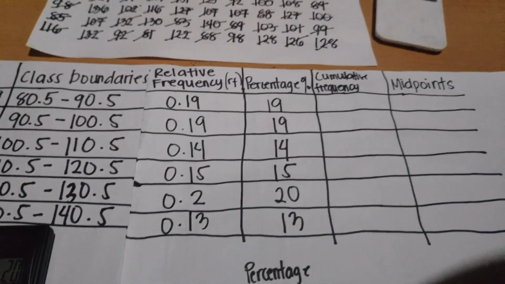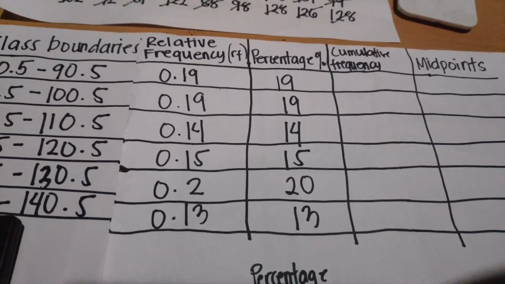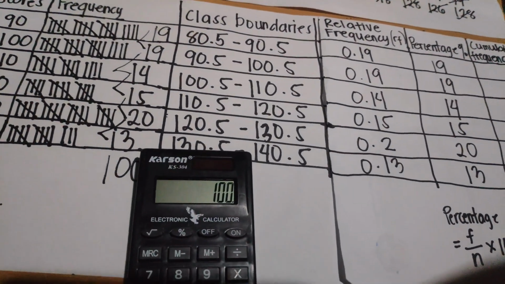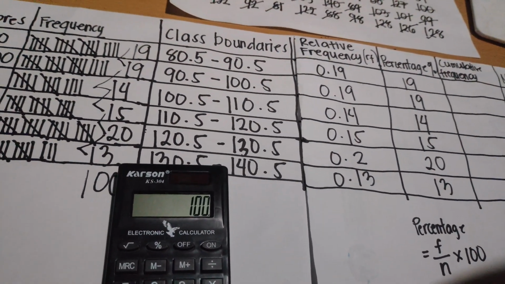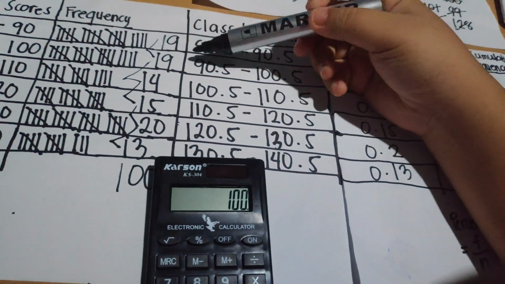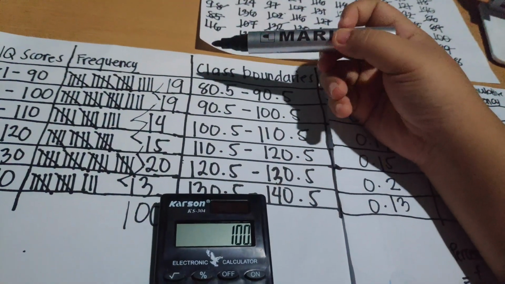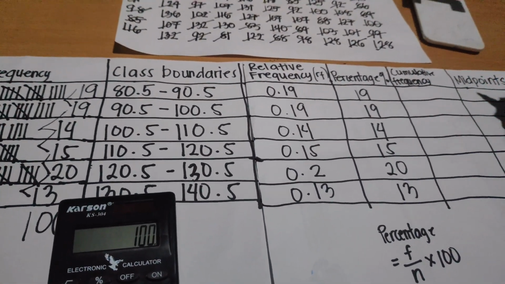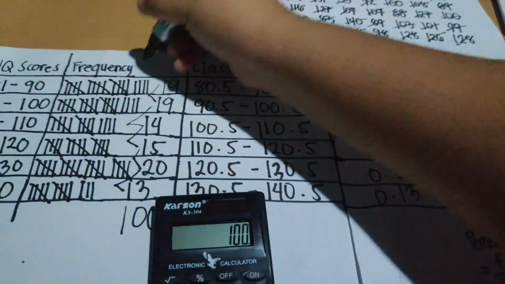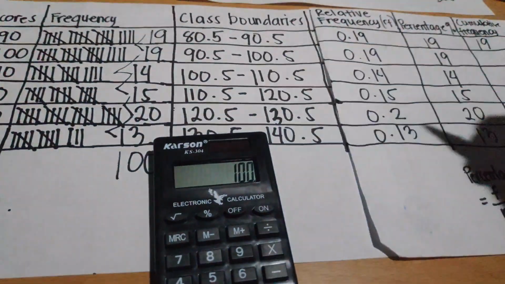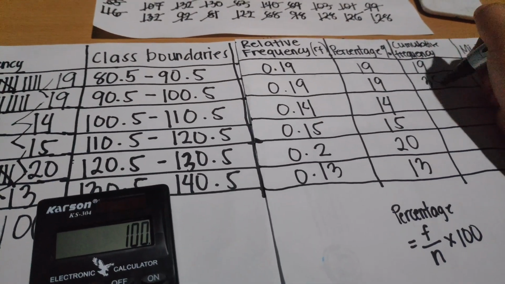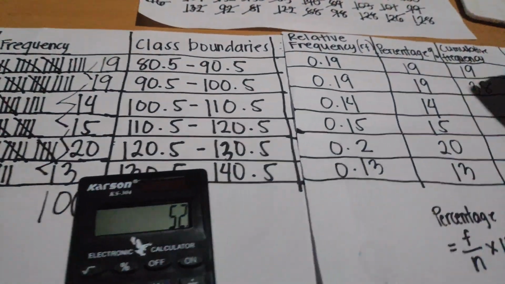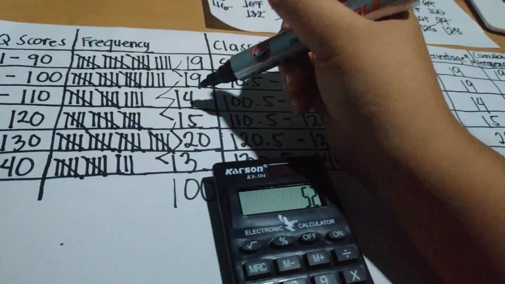Now, let's proceed to cumulative frequency, which is very easy. Okay? In getting cumulative frequency, it can be found by adding the frequency in each class to the total frequency of the classes preceding that class. So, here, let me show you guys how to get the cumulative frequency. So, here, 19 plus 19 equals 38. So 38 plus 14, the next number, equals 52. Just add all, guys.